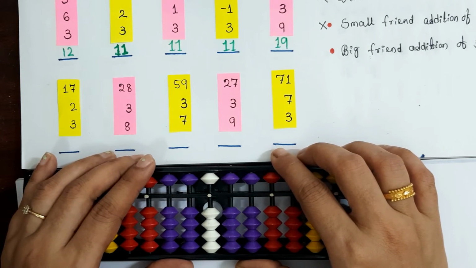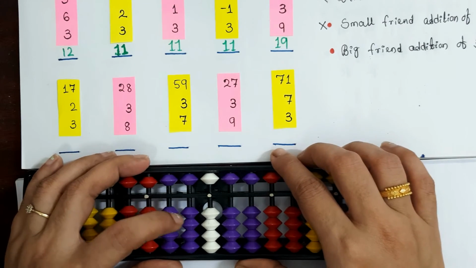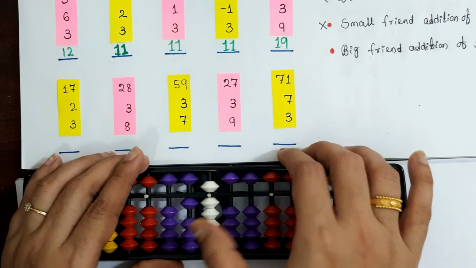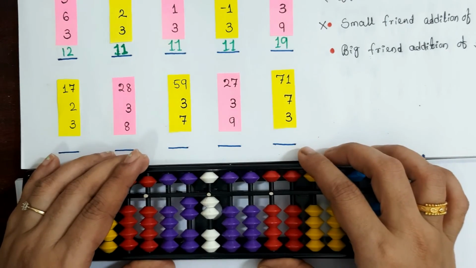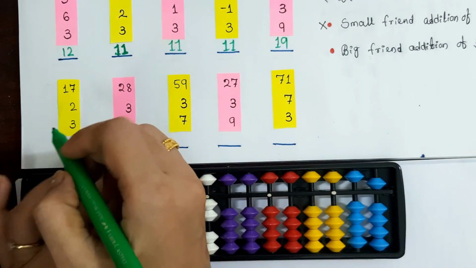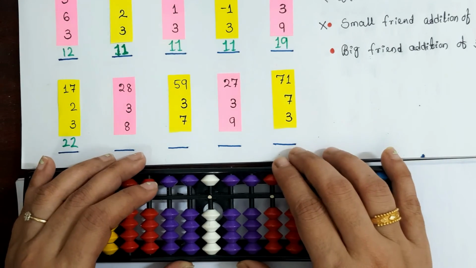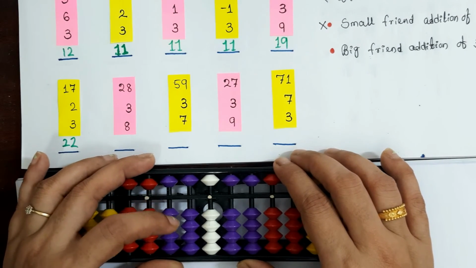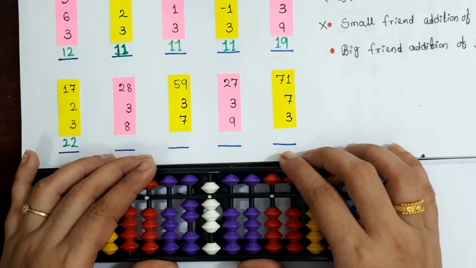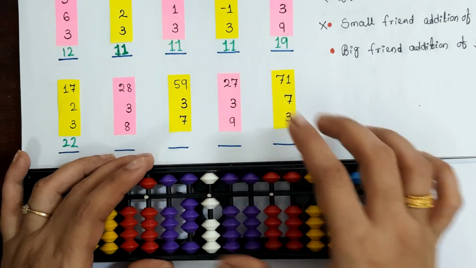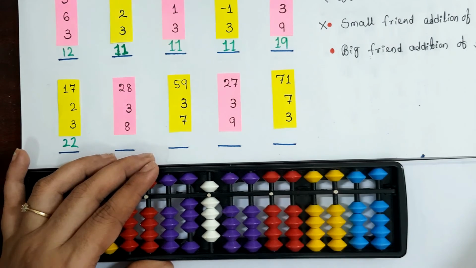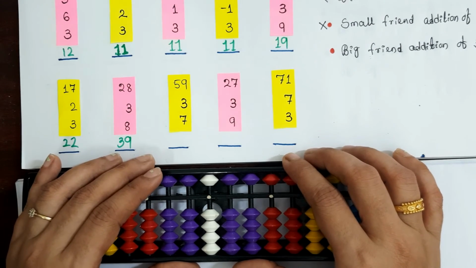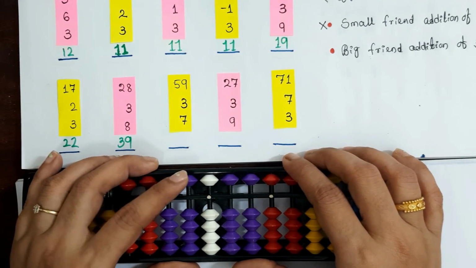Next question is 17 plus 2 plus 3. 17 plus 2 plus 3 is plus 10 minus 7. Answer is 22. Next question, 28 plus 3 plus 8. 28 plus 3 is plus 10 minus 7 plus 8. Answer is 39.